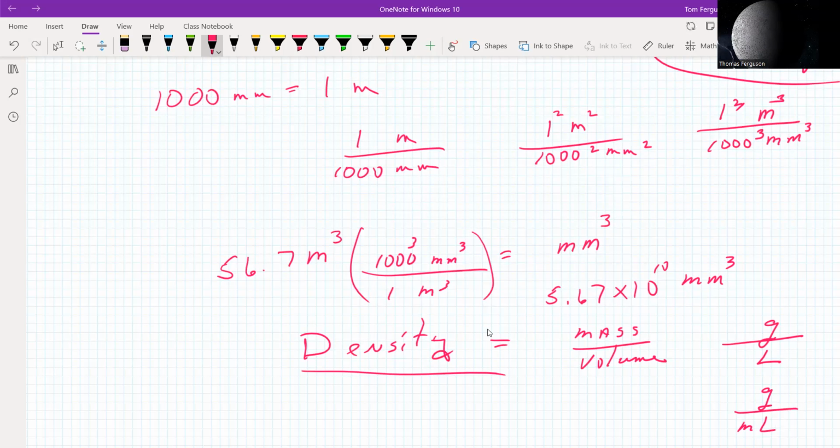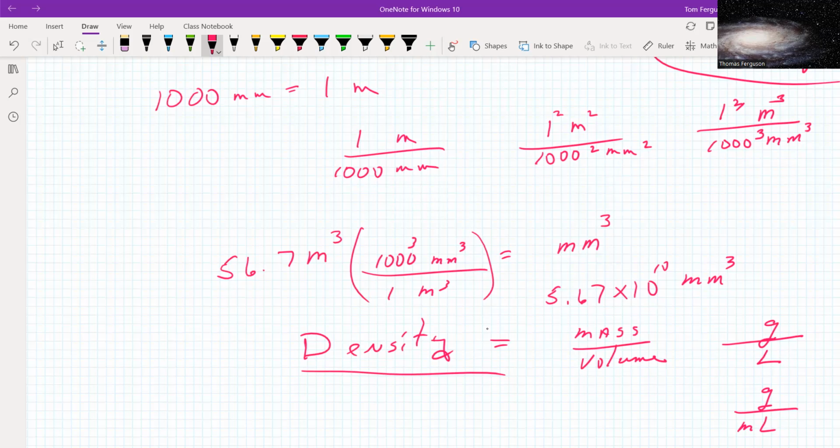Okay, density is mass over volume. It's usually in grams per liter or grams per milliliter. You'll see both here. Just make sure you pay attention to the volume part, whether it's liters or milliliters.